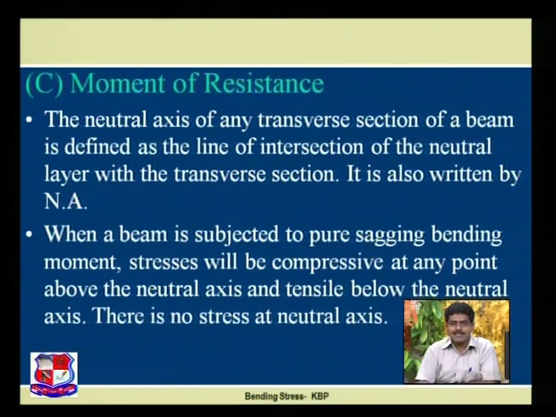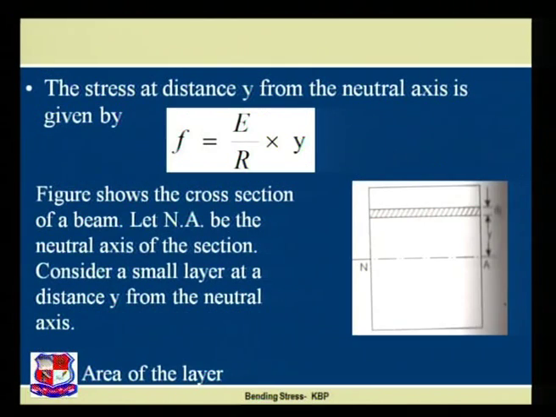So when a beam is subjected to a pure sagging bending moment, stresses will be compressive at any point above the neutral axis and tensile stresses below the neutral axis, and there is no stress at the neutral layer or neutral axis, that we have discussed also in the previous case. Hence, the stress at a distance y from the neutral axis is given by F is equal to E over R into y.